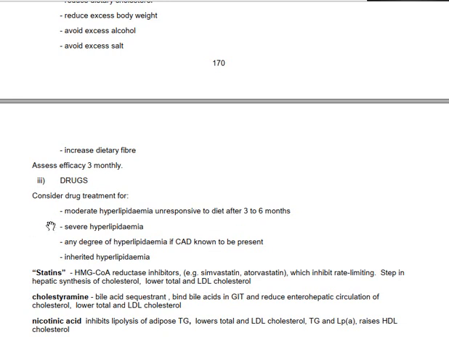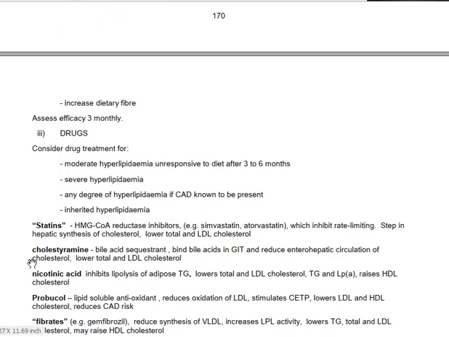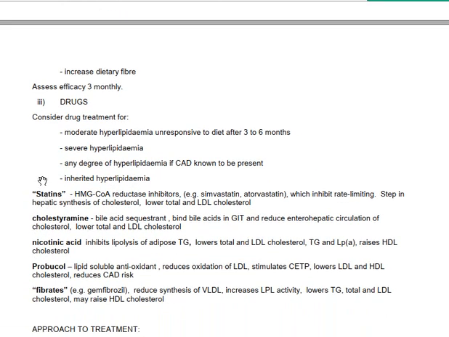Drugs are used when you have severe hyperlipidemia. Drugs are used when you have any degree of hyperlipidemia with coronary artery disease, and when you have any inherited hyperlipidemia. So these are examples of drugs that can be used. The first drug is statin. Statins are HMG-CoA reductase inhibitors. Examples are simvastatin and atorvastatin. Is it clear? They inhibit the rate of production of cholesterol, so they are going to reduce both cholesterol and LDL.